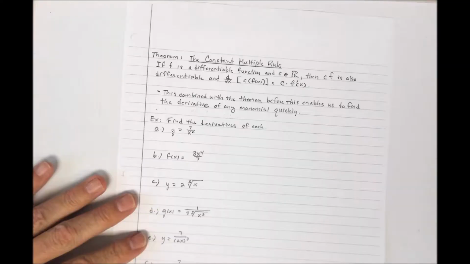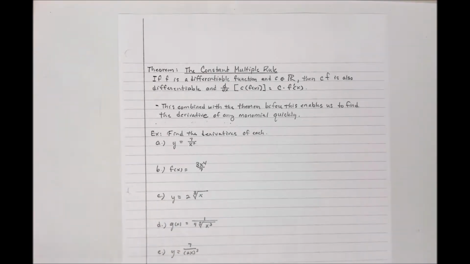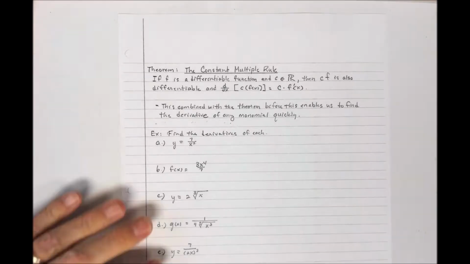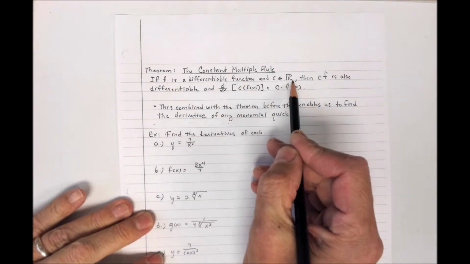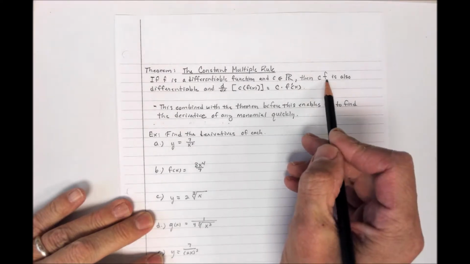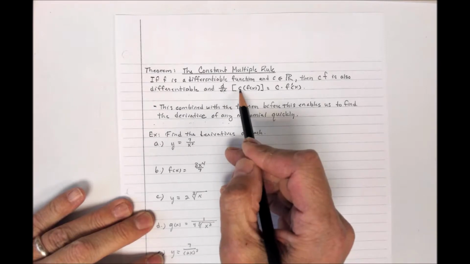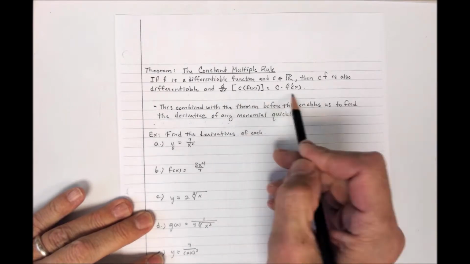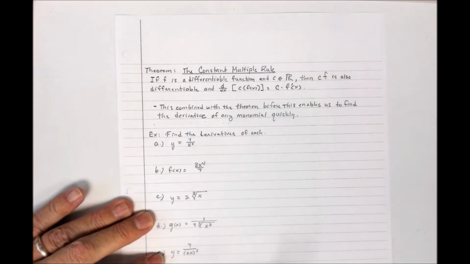Gotta love that power rule. Next guy up. The constant multiple rule, which is pretty much what you might expect, that if you have a constant times a function and you're taking the derivative, it's just equal to the constant times the derivative of the function itself. If f is a differentiable function and c is an element of the real numbers, then c times f is also differentiable, and the derivative of c times f of x would be c times f prime of x.